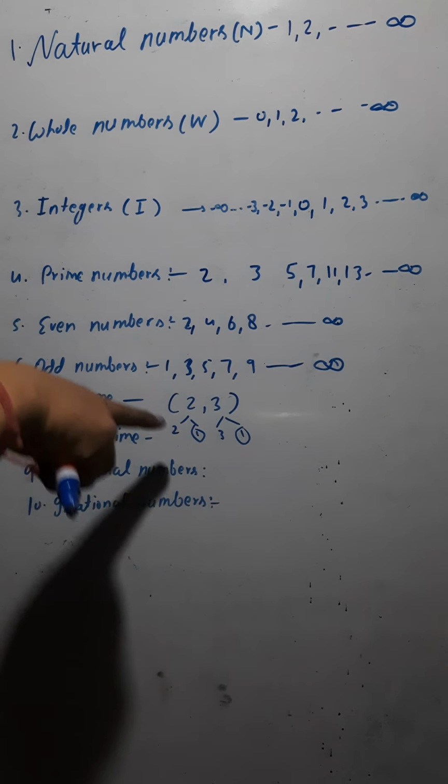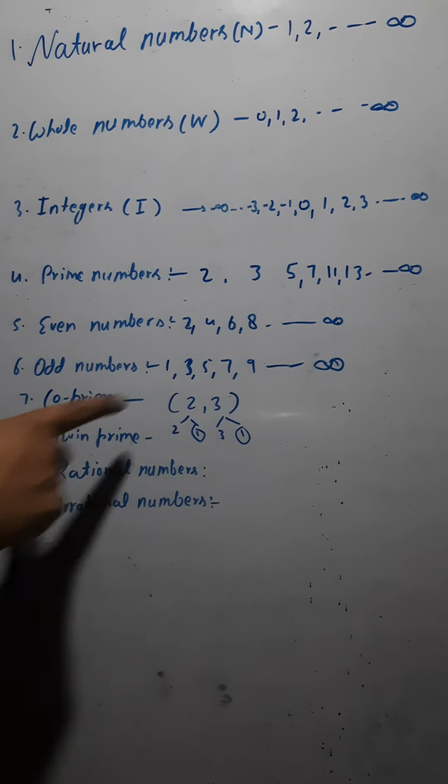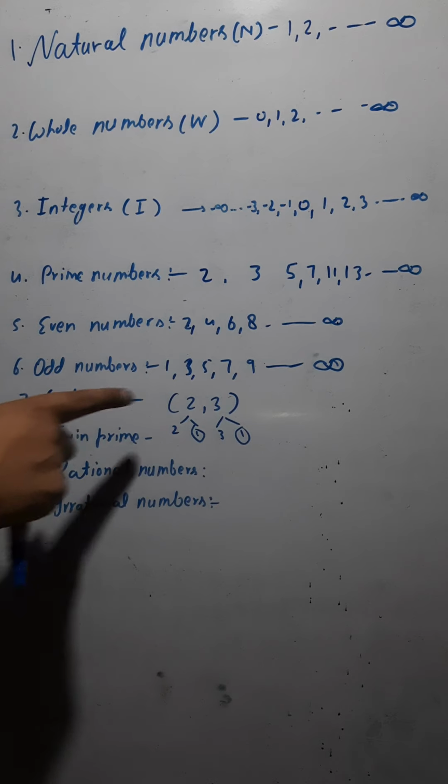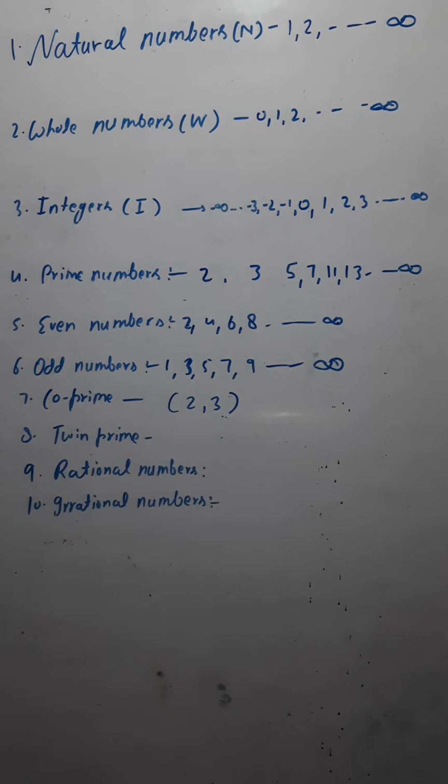So if only 1 is the common factor between two given numbers, then you would be calling such numbers coprime numbers. So these are the coprime numbers. Are you getting it or not?